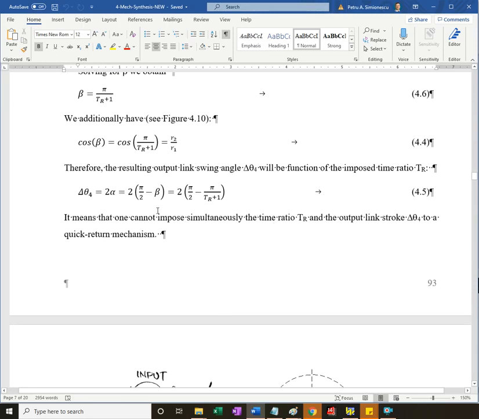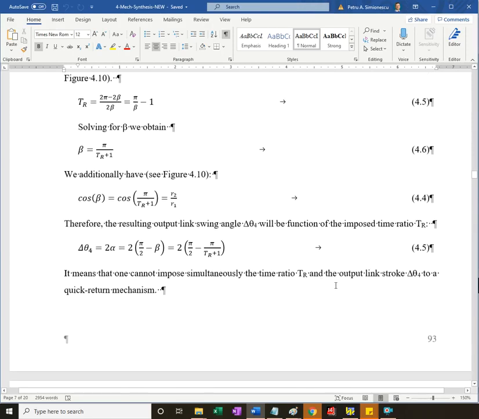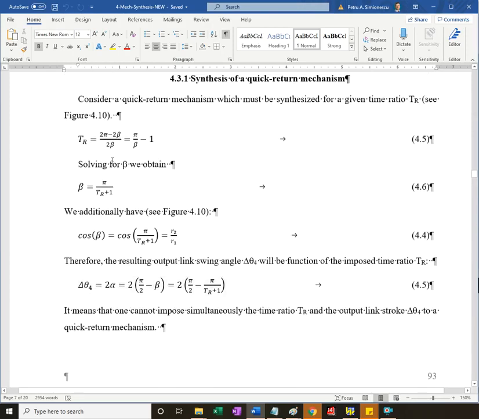Okay, and I'm repeating what the text here says, what I told you earlier moments ago: you cannot impose both the time ratio and the angle of swing. If I want instead not a time ratio but a quick return with a given angle of swing, then likewise I can solve for beta, and I can go here and find the ratio R2 over R1.